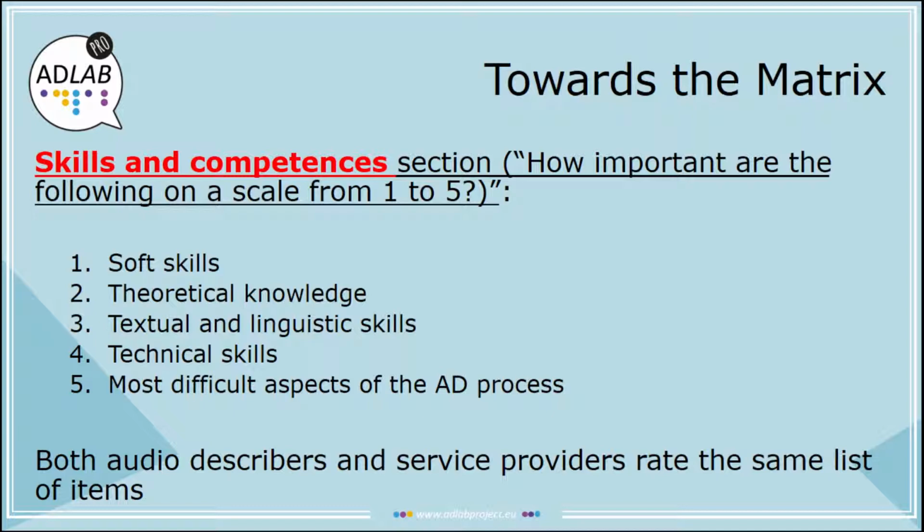Then we had this technical skills category that included, for instance, AD voicing or AD recording. And to conclude, we listed 28 items that, according to literature, according to us, could represent the most difficult aspects of the audio description process. So people had to answer and tick their box regarding all these aspects. And again, both audio describers and service providers rated exactly the same list of items.